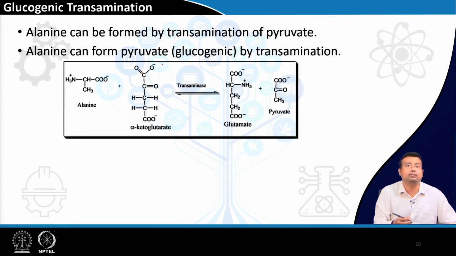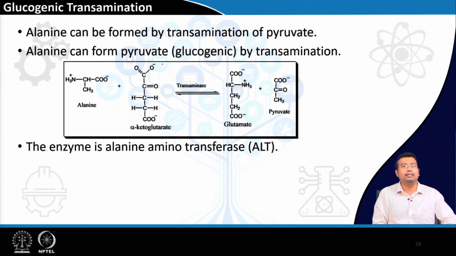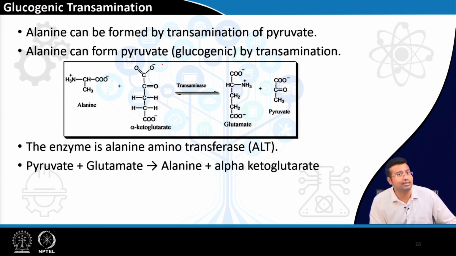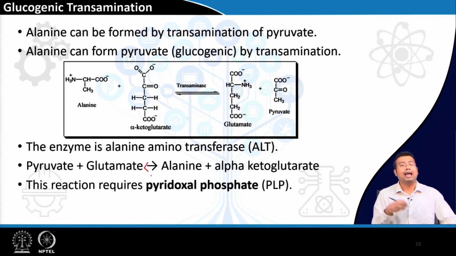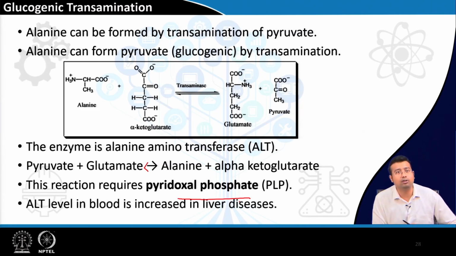This is the enzyme alanine transaminase or ALT. We already know that from our previous classes of transamination. This is actually a reversible reaction that can go in both ways, and the cofactor is pyridoxal phosphate. There is an applied clinical importance. I told you that it is raised in liver diseases. Okay.